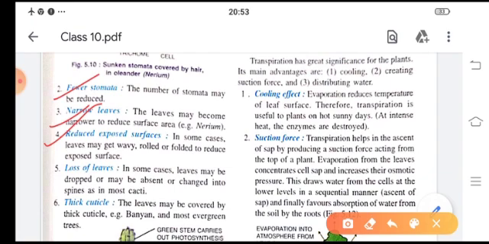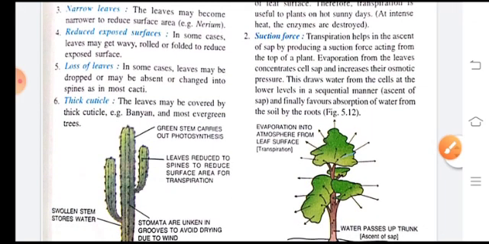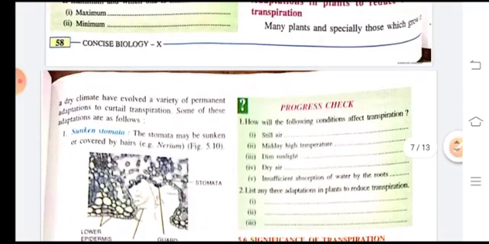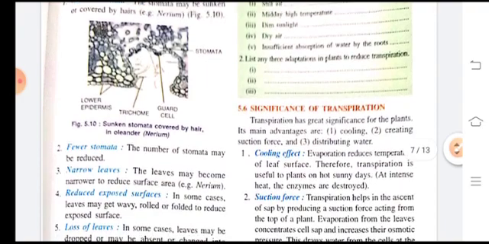Reduced exposed surfaces: in some cases the leaves may be rolled, wavy, or folded to reduce the transpiration process. Loss of leaves: in some plants the leaves may be dropped, or absent, or changed into spines to reduce the transpiration process. Thick cuticle: the leaves may be covered with a thick cuticle, due to which the transpiration process will be less.